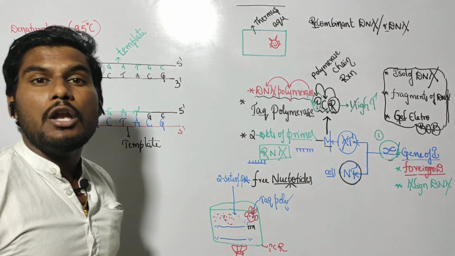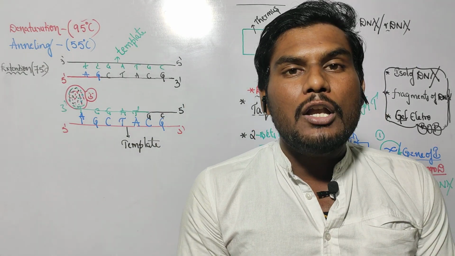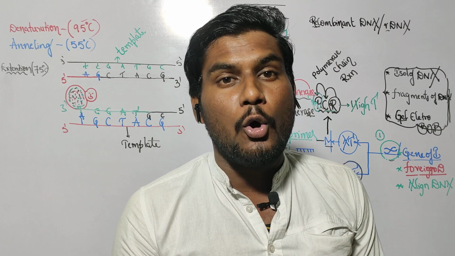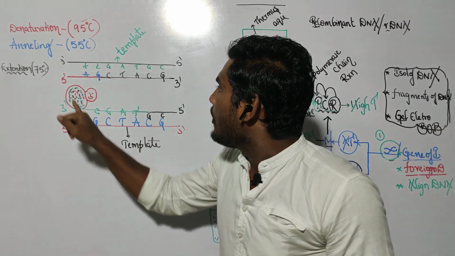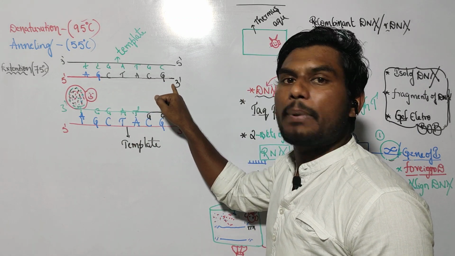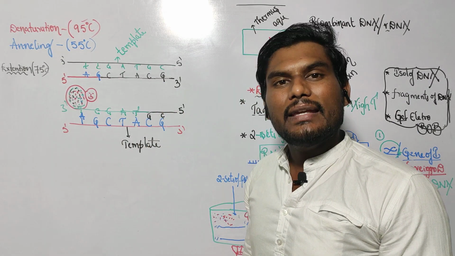So the enzyme always works in only one direction. The polymerase enzyme always synthesizes the new DNA strand or new RNA strand only in one direction. From which prime to which prime? From 5 prime to 3 prime. 5 prime to 3 prime. Yes.